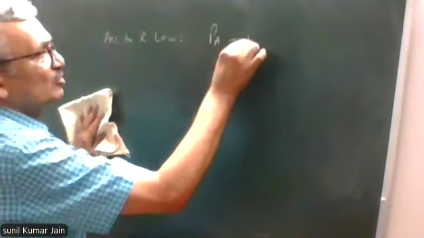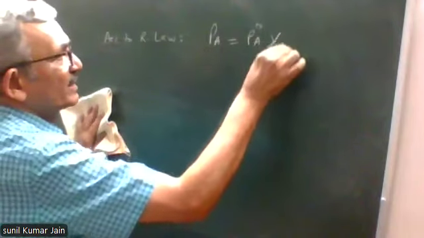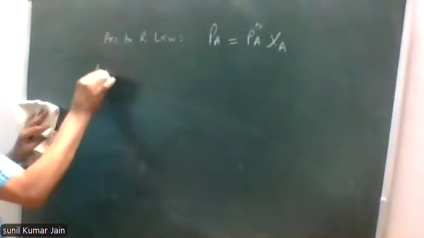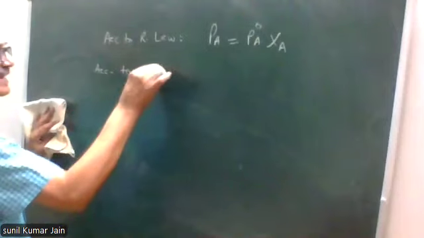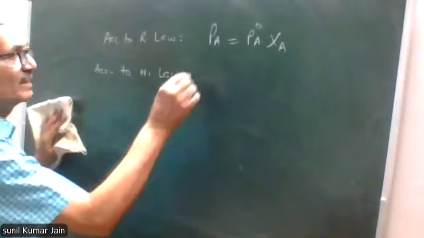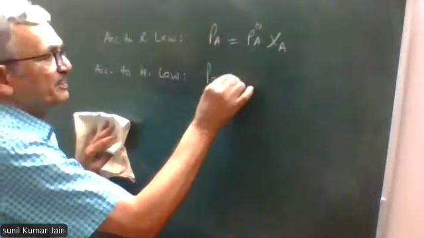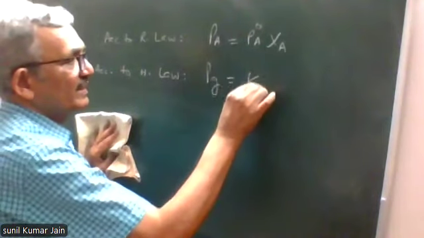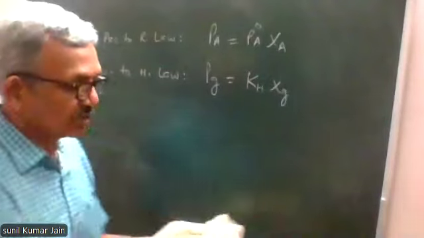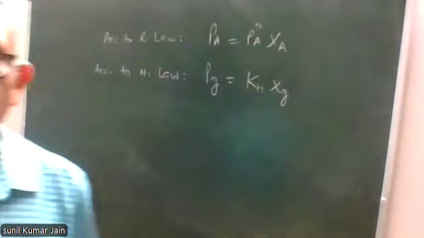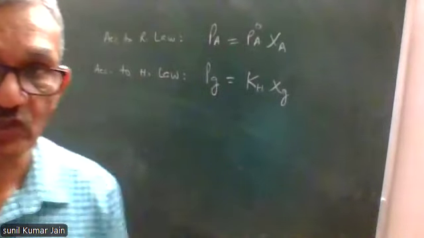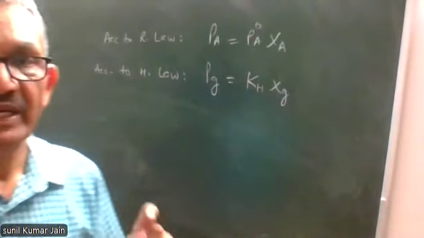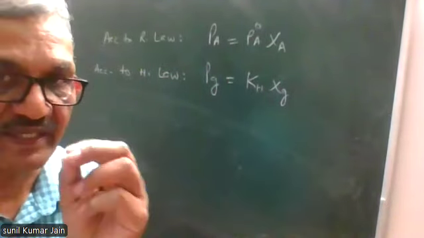According to Raoult's law, PA is equal to P naught A chi A. According to Henry's law, Pg is equal to KH into chi g. You already studied about both these laws. These are the expressions. Now look here. I'll explain. It will take few seconds only.